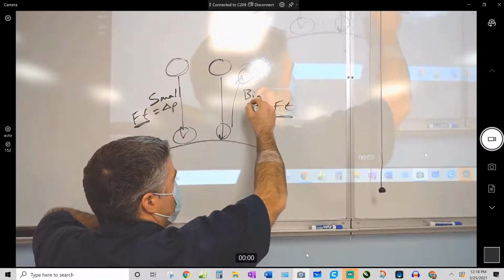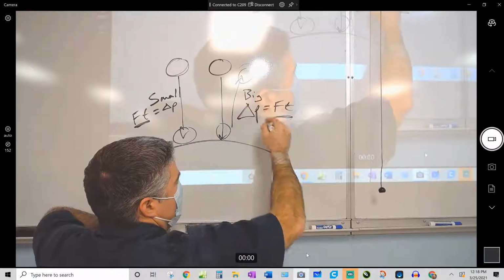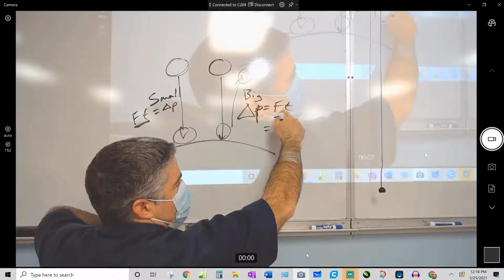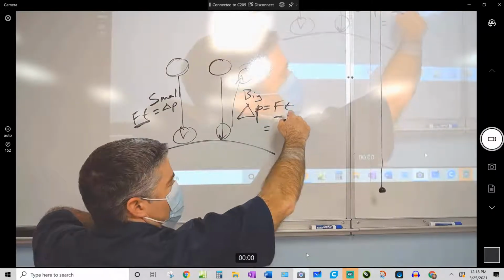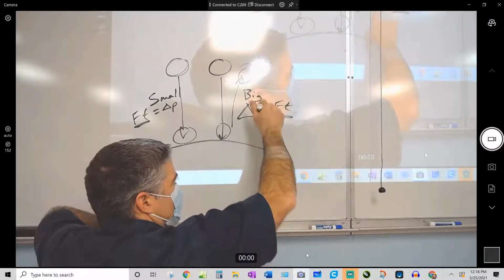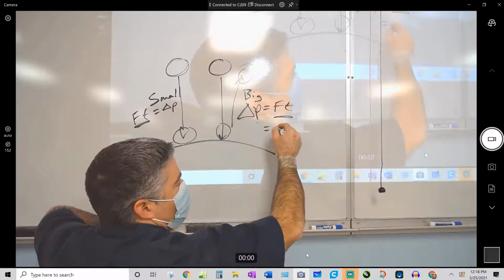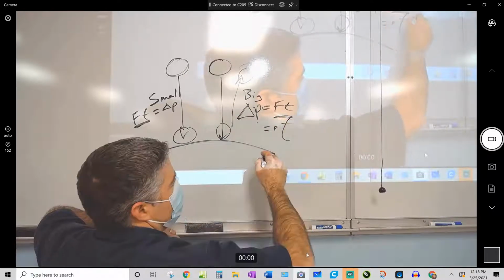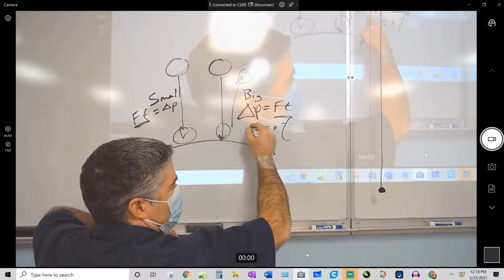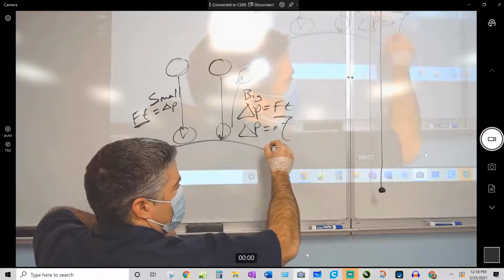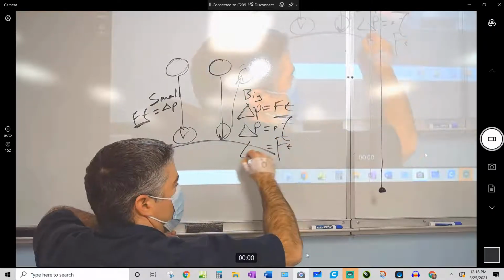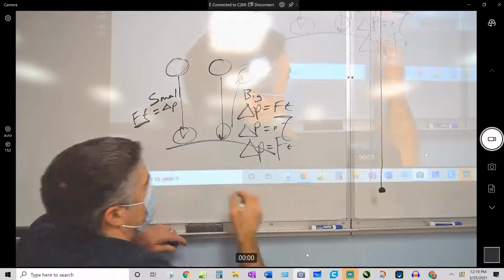So let me write it like this. I'm going to make a big delta P, and there are three options that I'm going to show. A medium force and medium time gives you a big delta P. Or you could have a little force over a big amount of time, which could give you a big delta P. Or you could have a big force over a little time, which could also give you a big delta P.